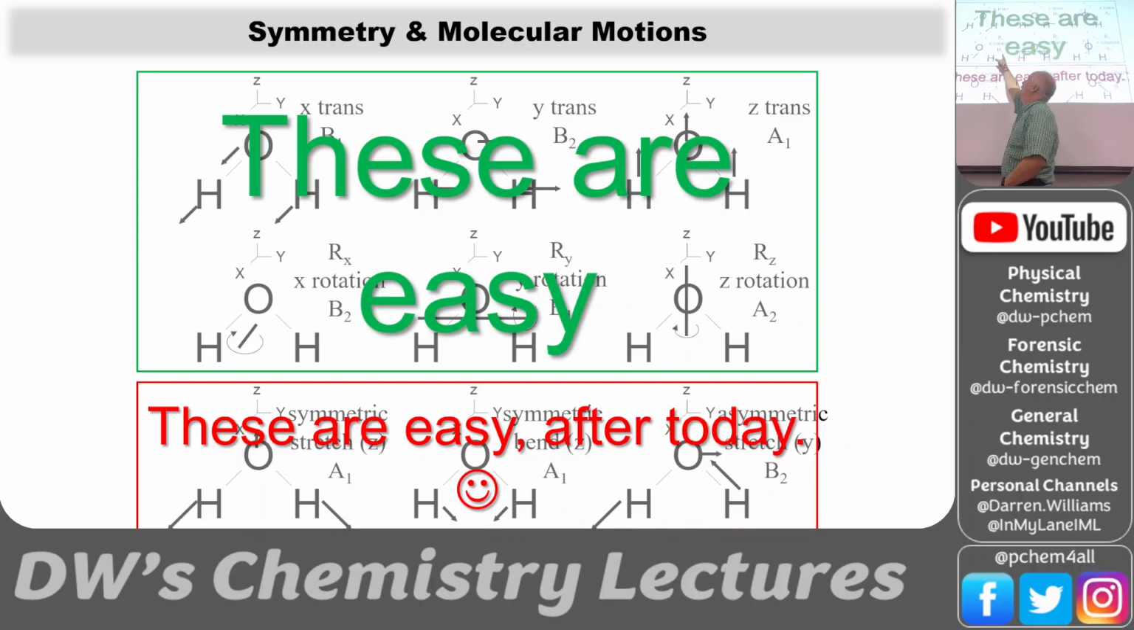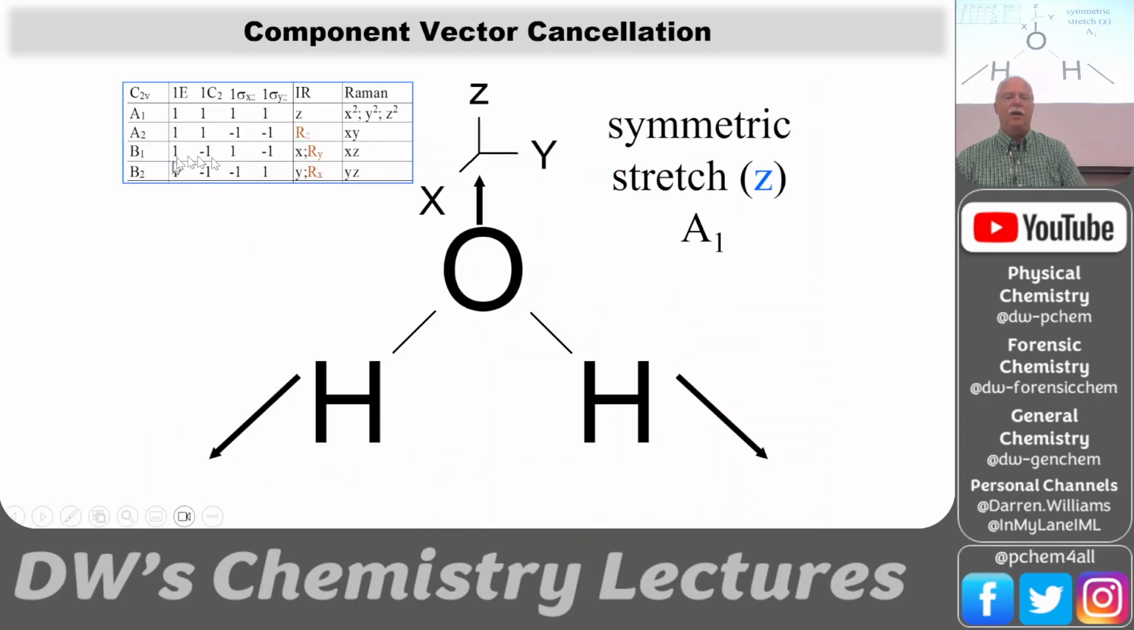Notice these symmetries are labeled. RX rotation is B2, RY rotation is B1, RZ rotation is A2. So you just find the row in the character table that has those designations and you know their symmetry. Down here, if you're not given this A1, it might be tricky to figure out. So we're going to do that today, figure out how these vibrations are assigned.